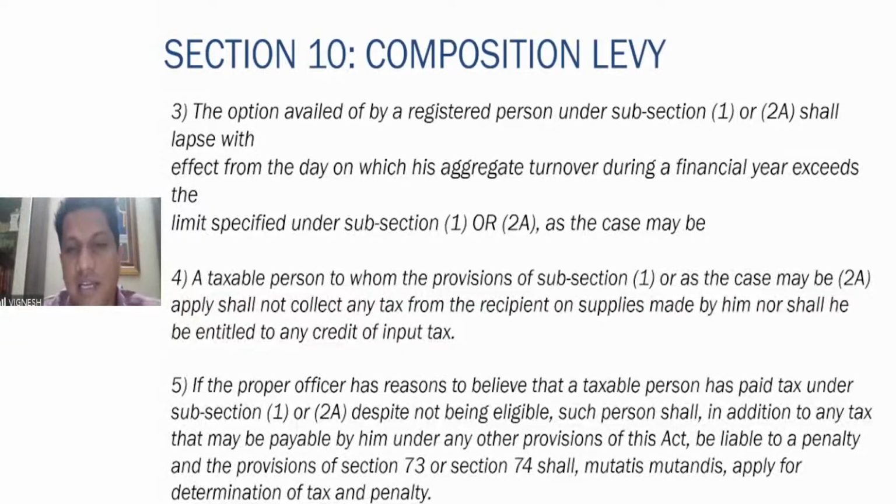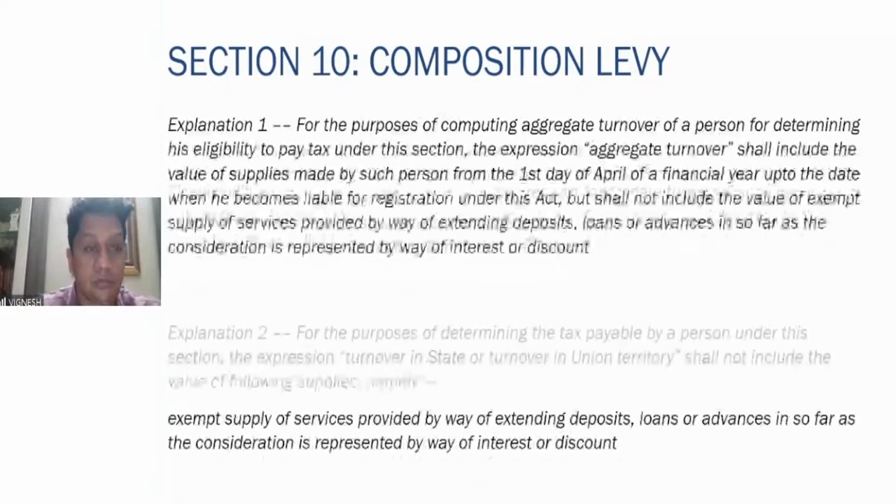Sometimes the proper officer has reason to believe that this taxable person has opted for the composition scheme, but technically is not eligible for the composition scheme. So in addition to the tax which is payable, the officer has the power to invoke 73, 74 also, which talks about your interest and penalties. So therefore, if you are not eligible, still you opted, the officer may levy penalty on you.